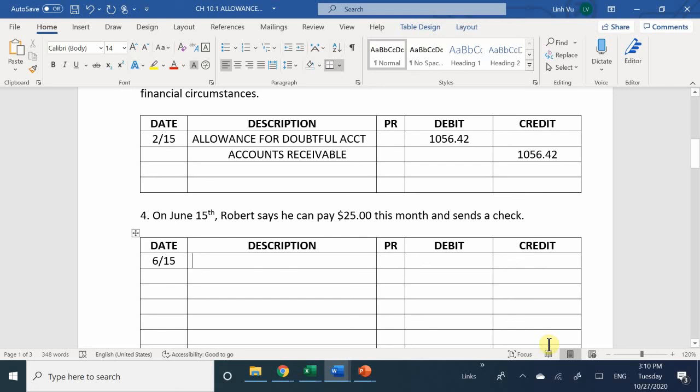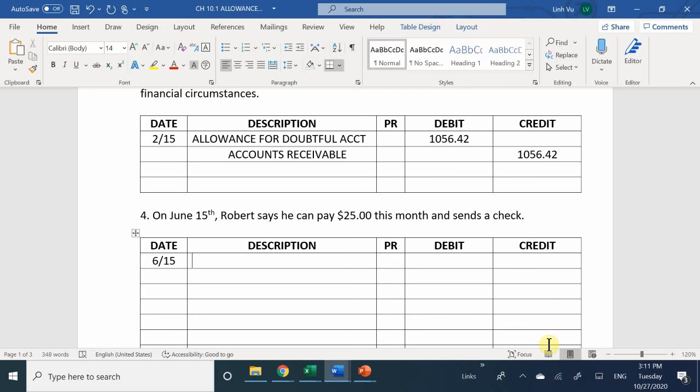Now, can we ever make a payment directly out of the allowance for doubtful accounts? No, we can't. So how do we take it out of the accounts receivable if we're reducing the amount that he owes us? I don't know. I'm lost right now with that.